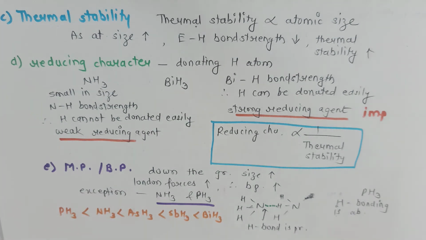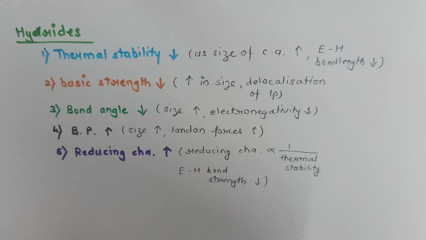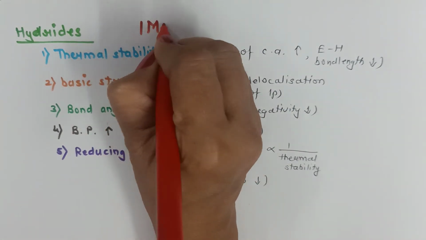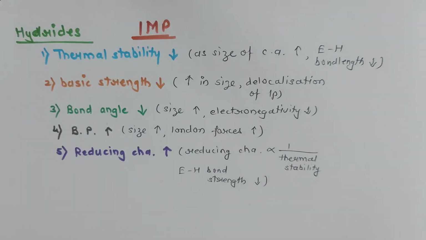So these are the properties of all hydrides of group 15 elements. That is, this is how the elements of group 15 react with hydrogen and show different properties. Now here I have put all the properties in a nutshell along with their reasons. This is the most important table of all the groups for P block.